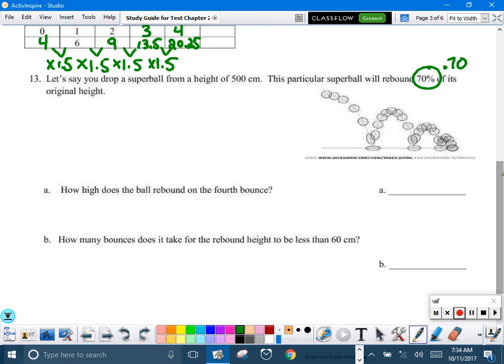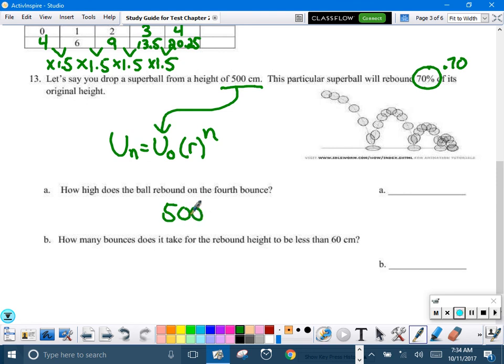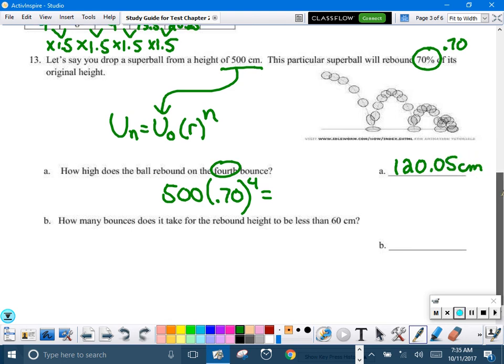Okay, so again, we're going to use u sub n equals u sub 0 times the rate to the n power. Well, u sub 0 is the original amount. The ratio is the 0.70, and then the fourth bounce to the fourth power. Type that into the calculator, and we should get 120.05 centimeters.